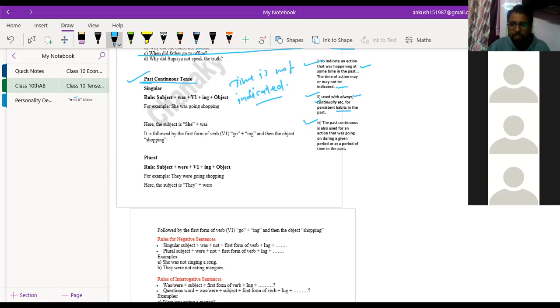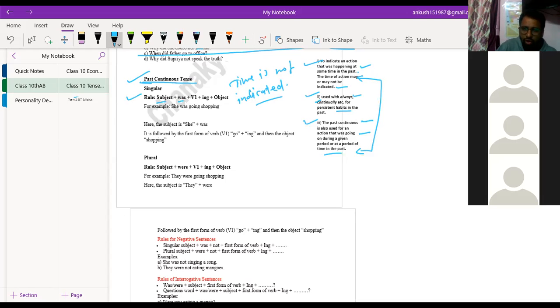The third thing is that the past continuous tense is also used for an action that was going on during a given period or at a period of time in the past. This is the same as the first one. The past continuous tense is also used for an action that was going on during a given period. किसी समय पर वो दी गई थी या हो रही थी. Let us understand its structure.